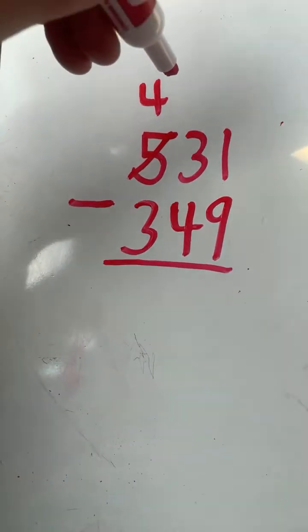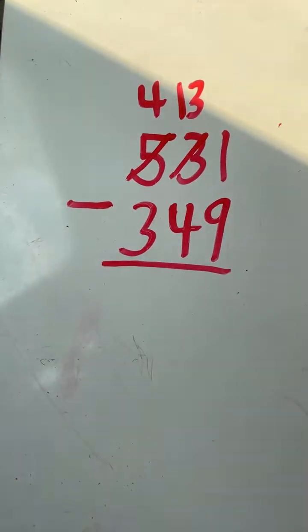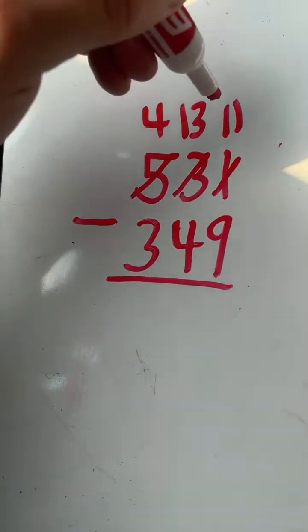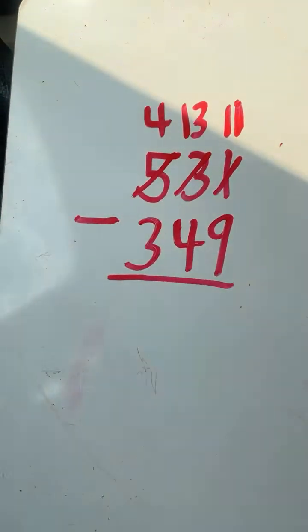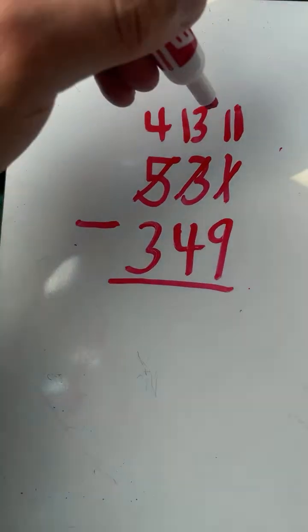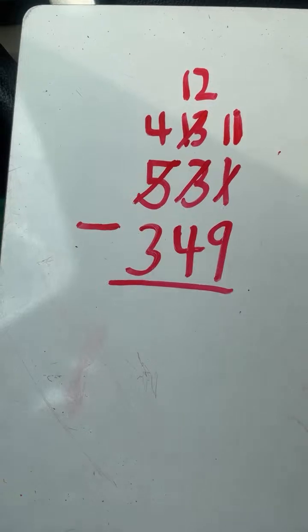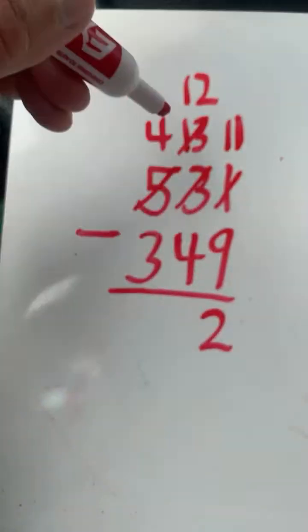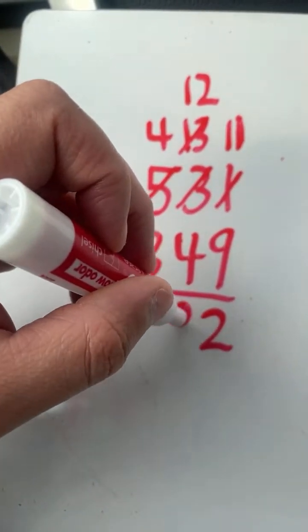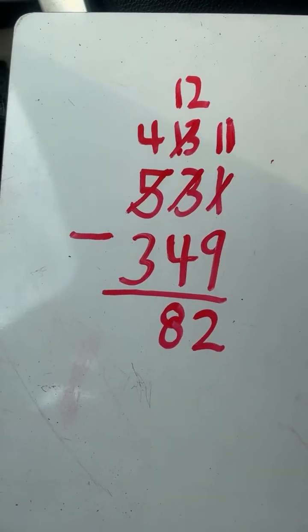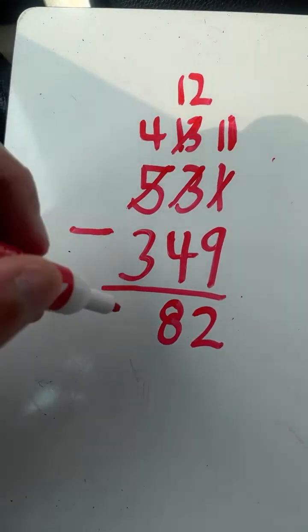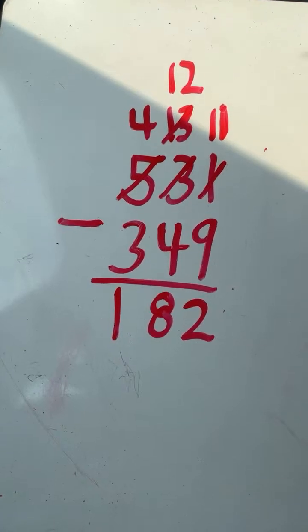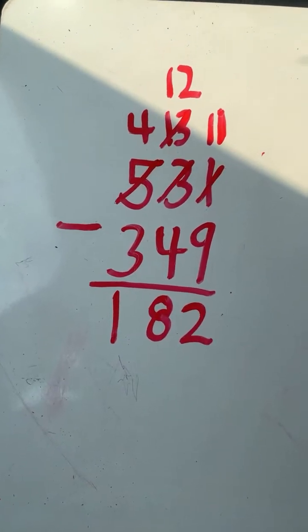So the 5 is going to become a 4. The 3 is going to become a 13. Then the ones place is going to become an 11. And then that 13 is going to become a 12. 11 minus 9 equals 2. 12 minus 4 equals 8. 4 minus 3 equals 1. And we have our final answer. 531 minus 349 equals 182.